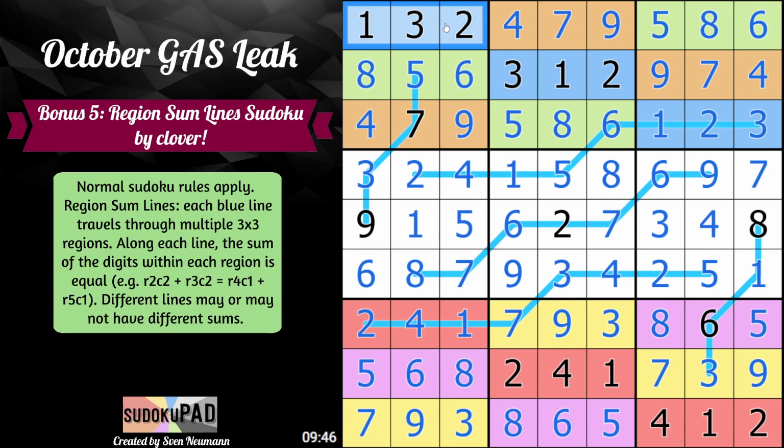Obviously, noticing the roping definitely speeds that up. It's always fun to find that pattern. It's also always fun to try to figure out how I'm going to color code it this time. But I hope you try this one for yourself, and I hope you enjoyed the bonus problems from the October gas leak.